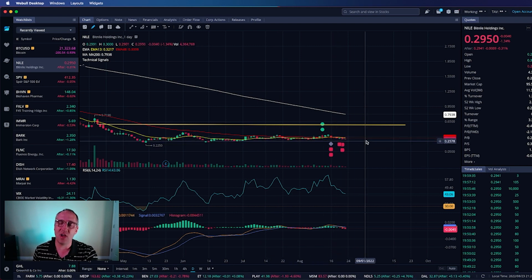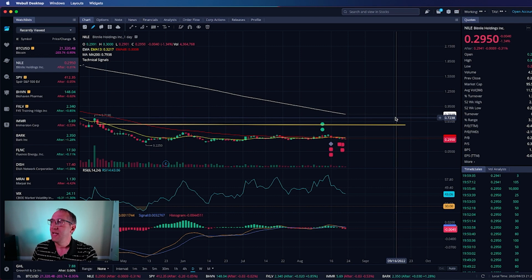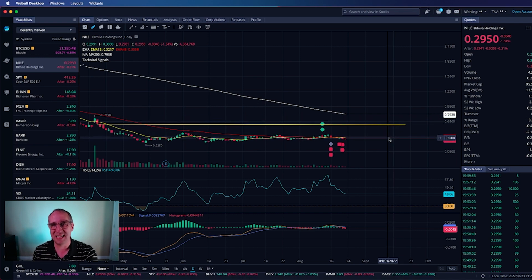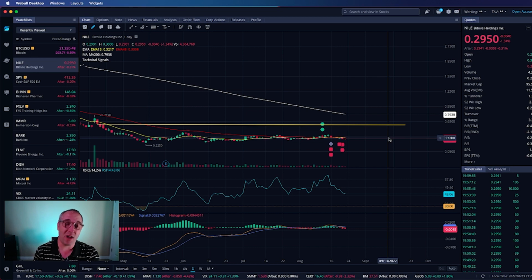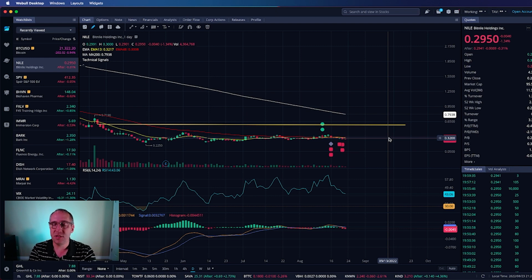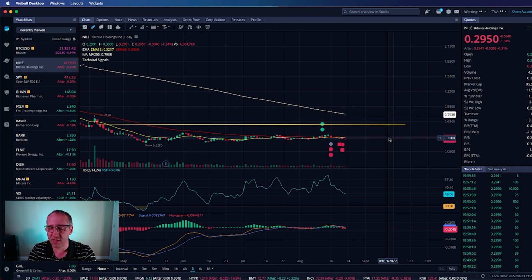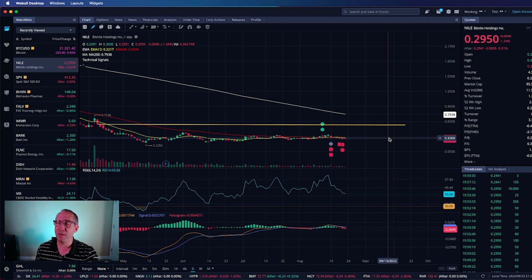But this stock is so much determined because they mine Bitcoin. It is determined by the price of Bitcoin. So if Bitcoin goes up, this is going to go up. And so this is one thing that you kind of have to keep in mind whenever you're trading a stock that is tied to a commodity, whether that be Bitcoin or oil or whatever, you have to pay attention to the commodity that it's tied to. And so with BitNile, I like that.